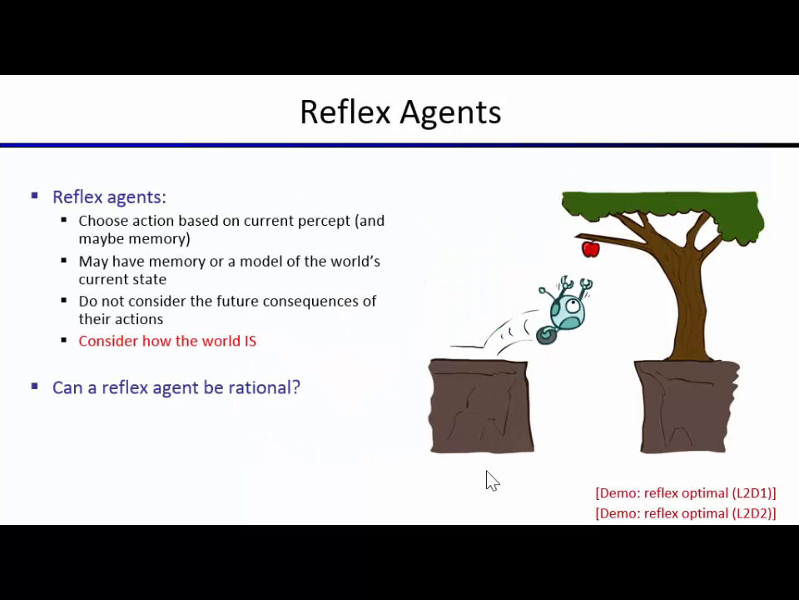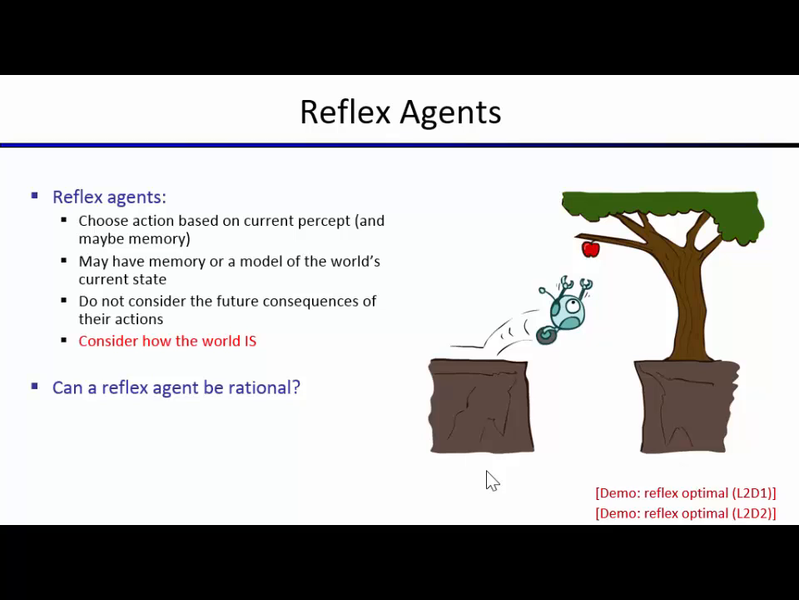Now, before we get into planning itself, let's think about the opposite type of agents, reflex agents. What's a reflex agent? A reflex agent chooses their actions based on the current percept and potentially a memory of percepts. They can have a model of what the world is like right now based on their percepts, but a reflex agent does not consider the consequences of their actions. They don't think, what if I were to do this, what would happen? They just see what the world is like, see what percepts they get, and it directly maps to an action.